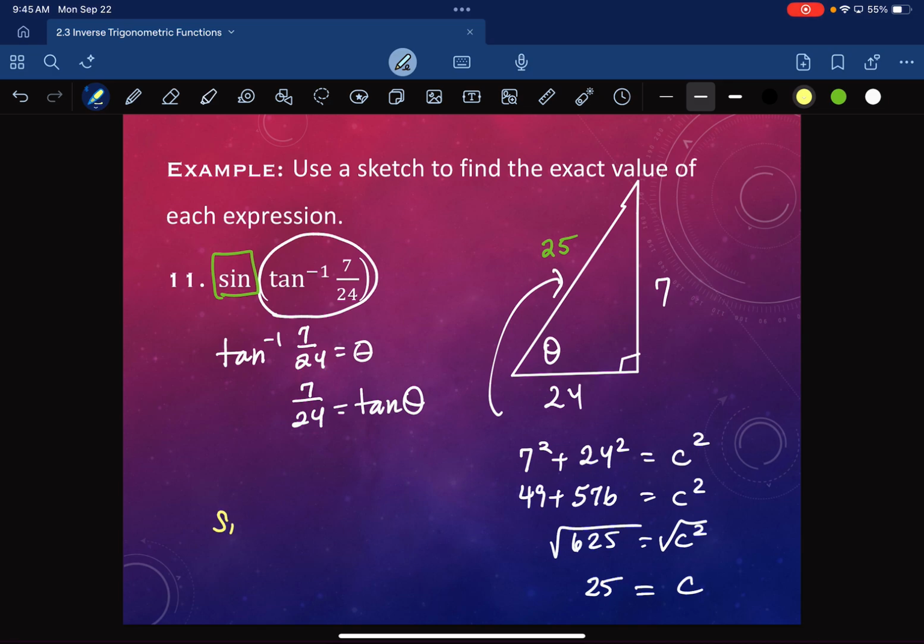So our sine value of this angle measure then is 7 over 25. And that's our answer. Okay, let's try another one. I think I've got another one. I got a couple more.